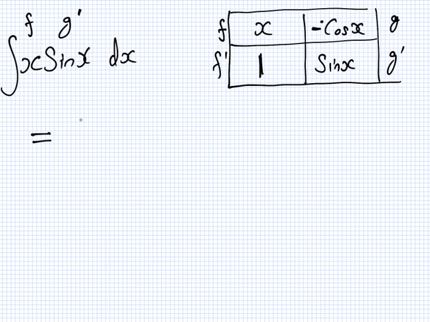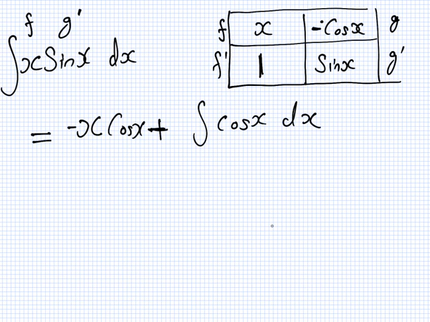Okay, so this is equal to fg minus f derivative, which is 1, that's great, times g, which is minus cos x. So minus and minus is a plus. That's really good because we know how to do cos x. What do I get here for the antiderivative of cos x? Sin x. Yeah.